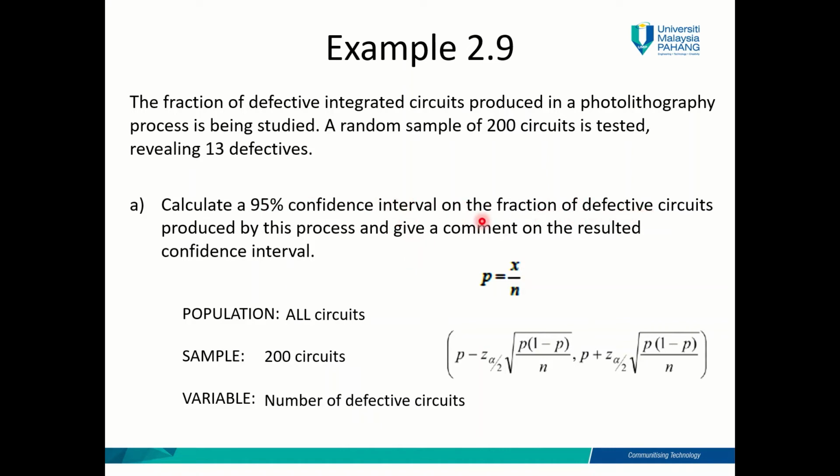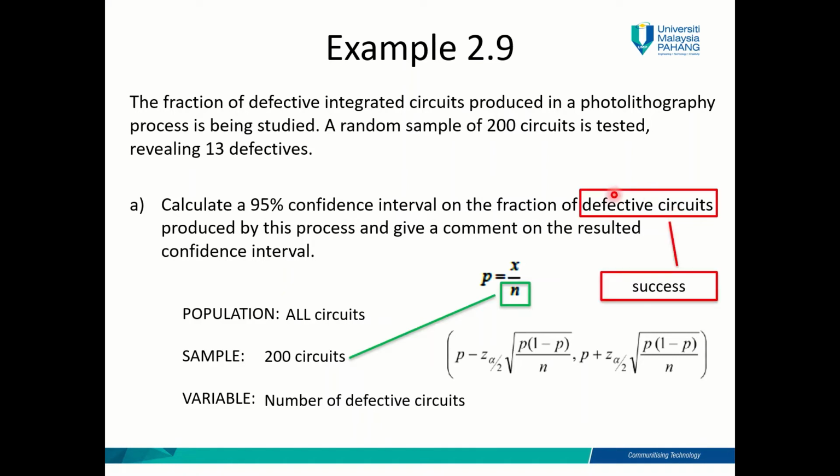Okay, so you see here, the instruction wants you to find the confidence interval on the fraction of defective circuits. Therefore now you know the success is defective circuits. So you can define the success from the given instruction. So now, what is the number of success then? What is the number of defective circuits from the sample? So yes, 13 defectives. So P is equivalent to 13 divided by 200. Okay, so that's easy.